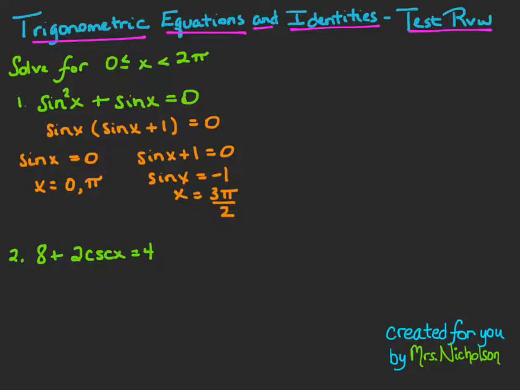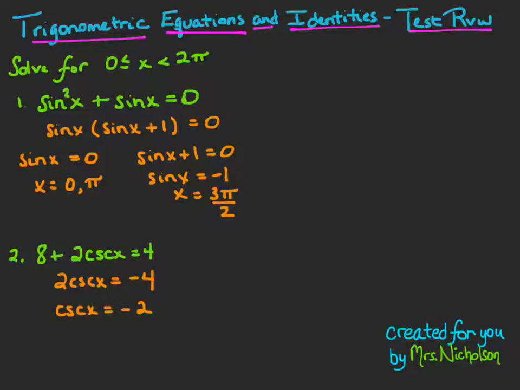Alright, let's look at question number 2. In this question, we need to get the trig function by itself, the cosecant. So I'm going to start out by subtracting 8 from both sides. And I get 2 cosecant x is equal to -4. Then we're going to divide by 2, and cosecant x is equal to -2.